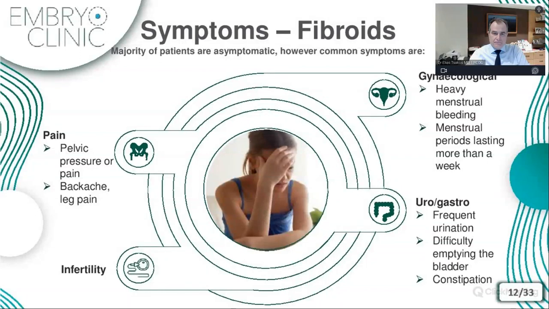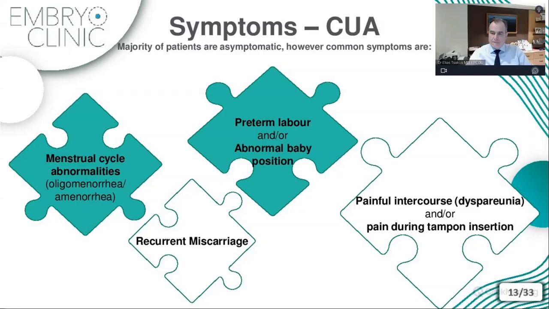How do they present? I mean, fibroids, they may present with pain, infertility, heavy bleeding, or other symptoms, pressure symptoms from various organs. We can see the symptoms here, although we can have asymptomatic fibroids and congenital anomalies. Usually we have some sort of manifestation that makes us suspicious of those conditions.